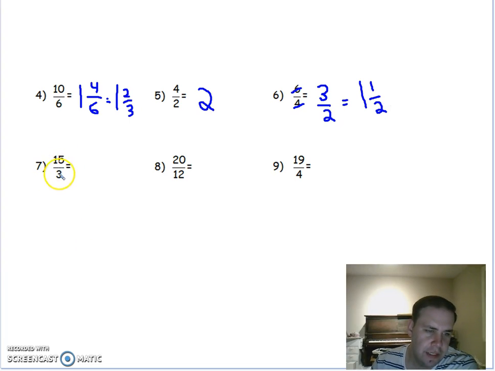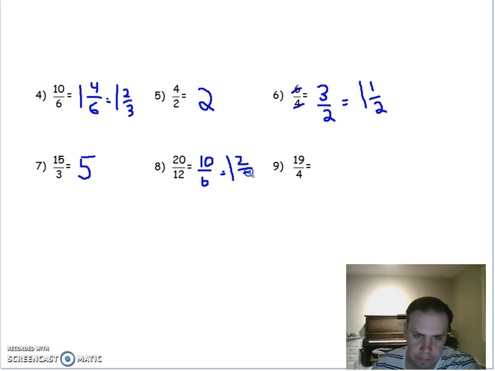Well, 15/3. 15 can be divided by 3 5 times. That would be a whole. Okay, likewise, this one here, 20/12 is the same as 10/6. And we know that 10/6 is the same as 1 2/3.